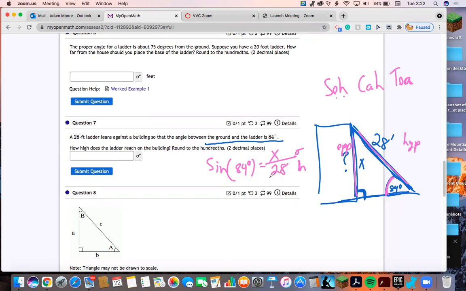Looking good. And then we can handle it like we did the ones earlier because the X is on the top. We'll just times the 28 over there and be good. So this will end up being just 28 times the sine of 84 degrees. Shoot that in a calculator and you'll be as good as gold. Be careful with your rounding, of course. Make sure you're rounding well after 2 places.